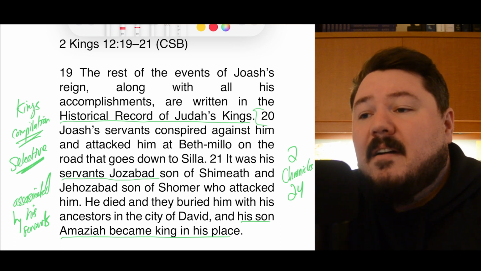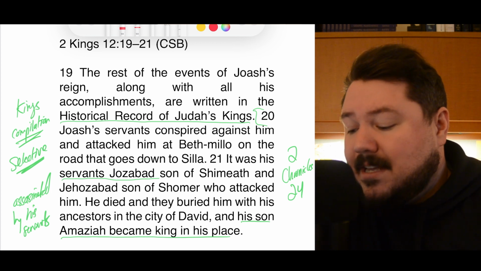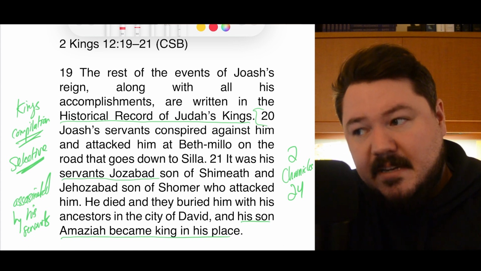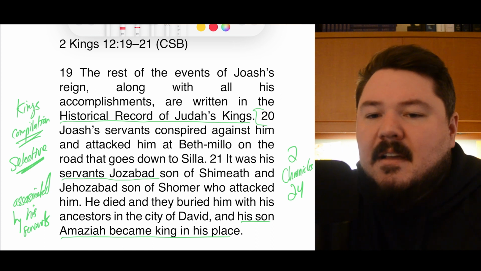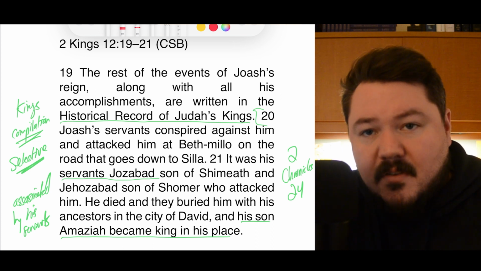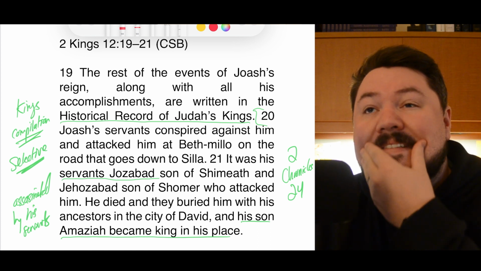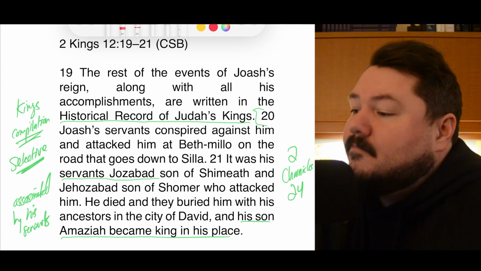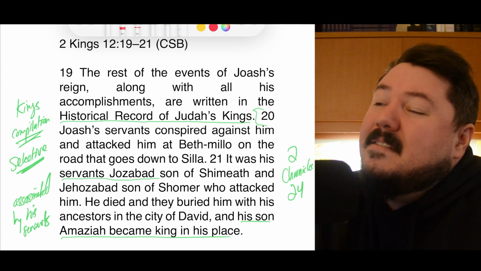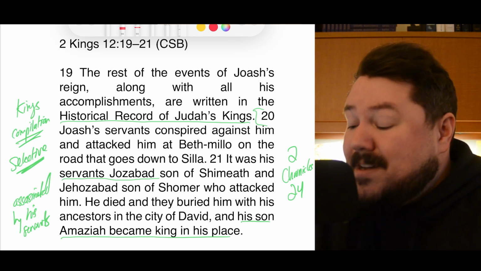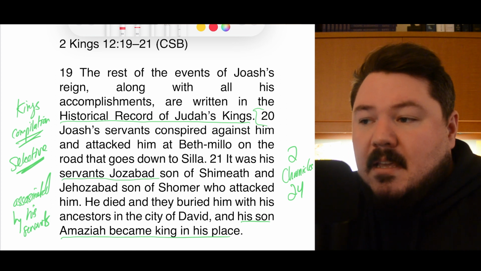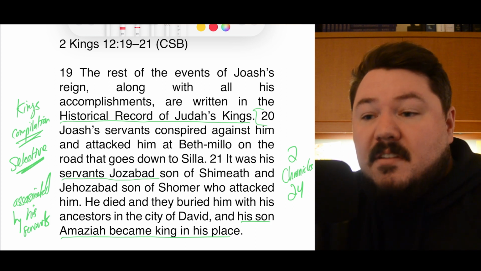It tells the story about how after Jehoiada dies, the priest who mentored Joash, after this priest dies, the nation of Judah actually starts falling after Baal and other foreign gods. And Jehoiada's son, I think it's Zechariah, prophesies against the nation, and Joash kills him. He kills Jehoiada's son for prophesying against the idolatry of Judah.